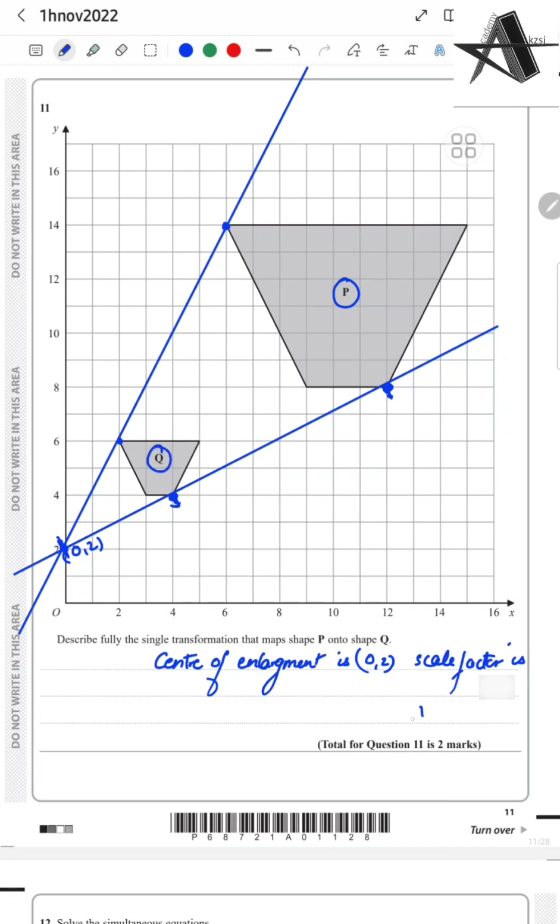So it's going to be 1/3. Scale factor is going to be 1/3. Why is it 1/3? Because originally it was 12 units from the center of enlargement, and after the enlargement it was 3 units from the center of enlargement. So 3/12 will give you 1/3 as your scale factor.